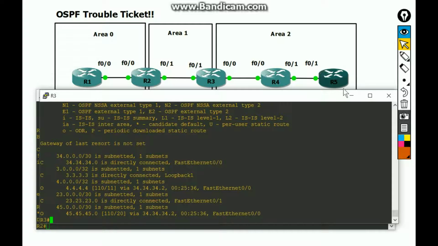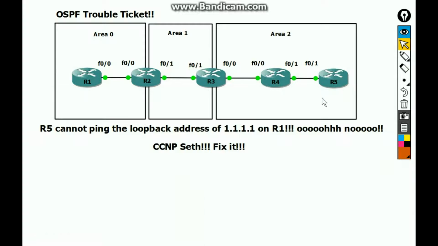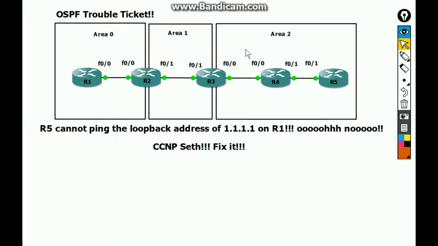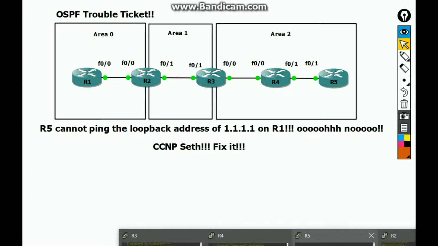Well, let's take a look up at our topology again. Area 2 is supposed to have an adjacency with area 0. Router 3 has no adjacency with area 0. So what do we have to do here? Well, if you remember in your CCNP days, if an area doesn't have an adjacency to area 0, but there is a transit area, we can create a virtual link to each other. So let's go ahead and do that.